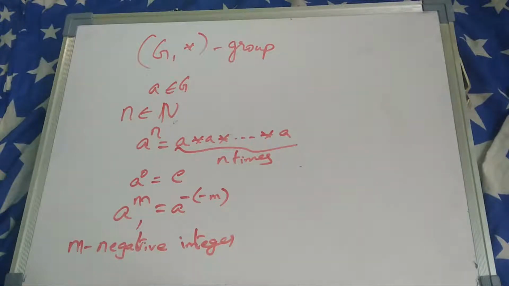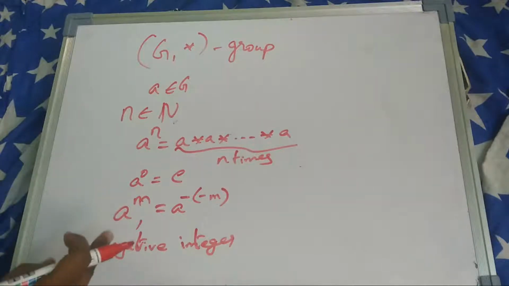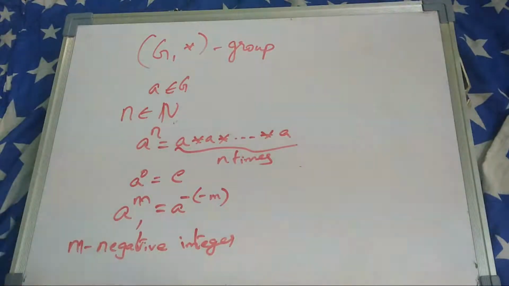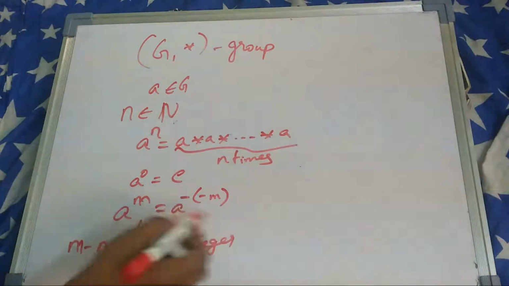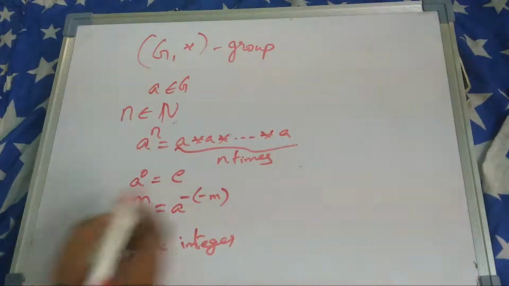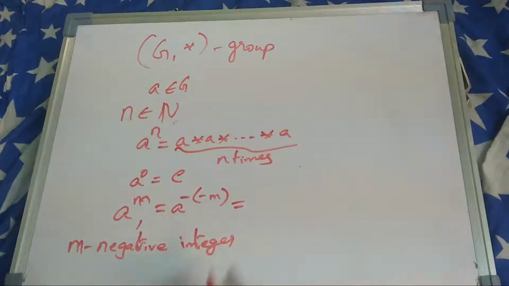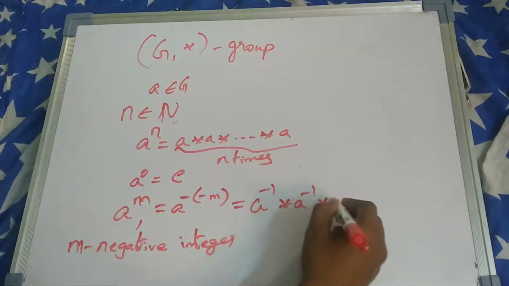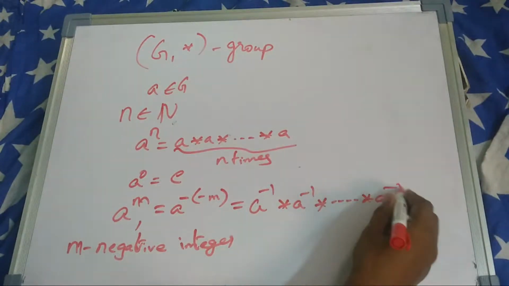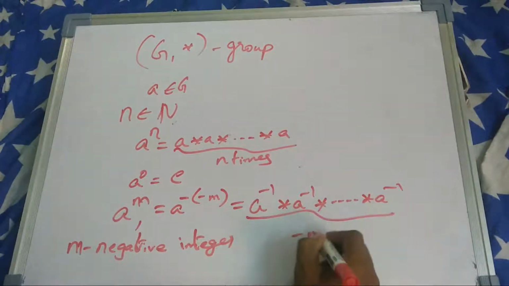Am I right? We consider m to be a negative integer. We write m as minus of minus m. So A power minus of minus m, where this minus m is positive. So what we do is, we write this as A inverse star, A inverse star, etc., A inverse, minus m times.